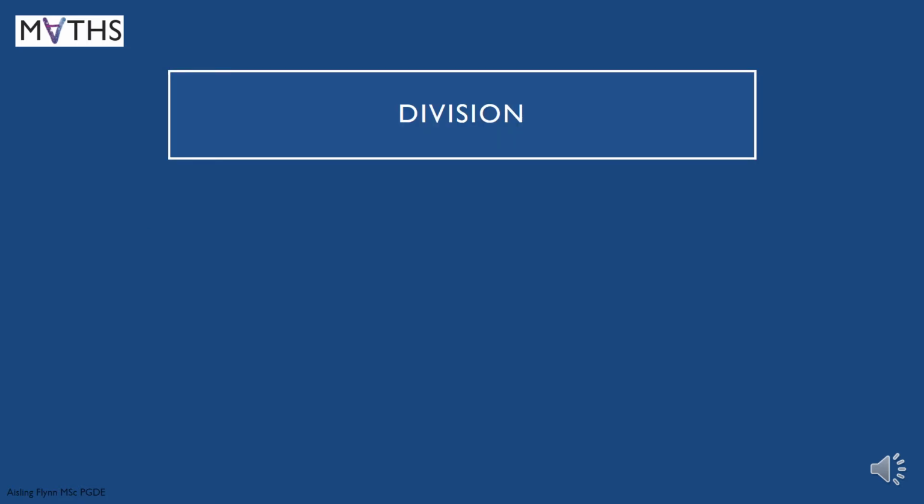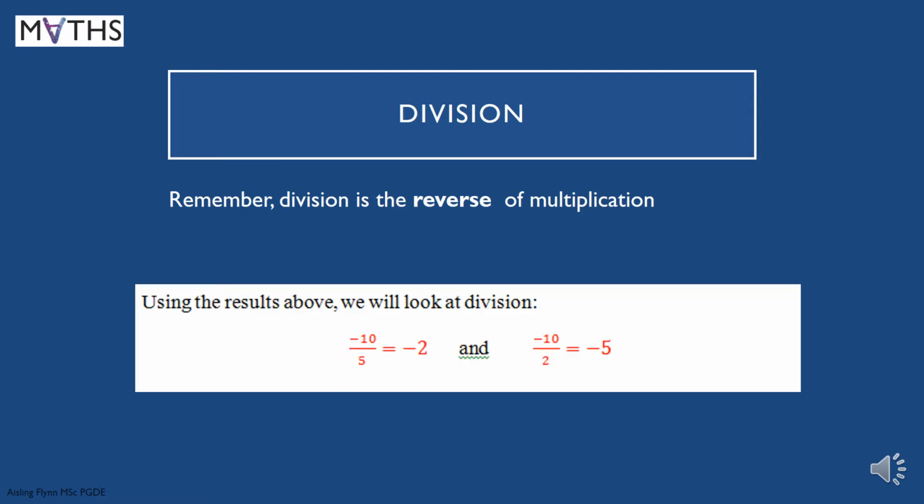And let's look at division. Remember that division is the reverse of multiplication. And using the results on the previous slide, we're just going to look at the reverse of that. So if you take minus 10, you divide it into 5 equal parts. So minus 10 divided by 5, well, the answer is minus 2. It took 5 of those to make minus 10. And if you take minus 10 and you divide it into 2 equal parts, minus 10 divided by 2, the answer is minus 5.